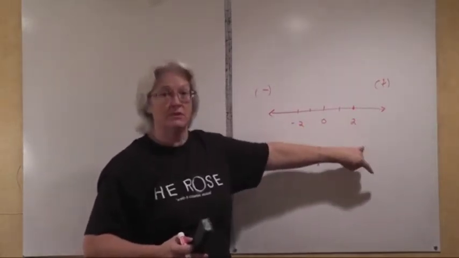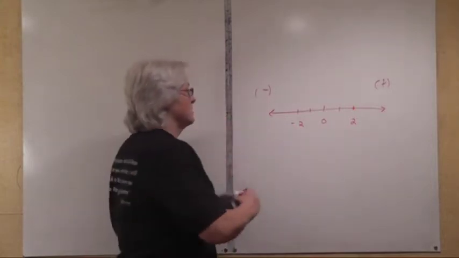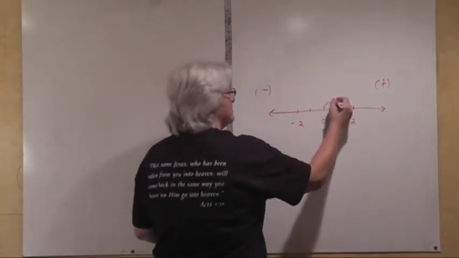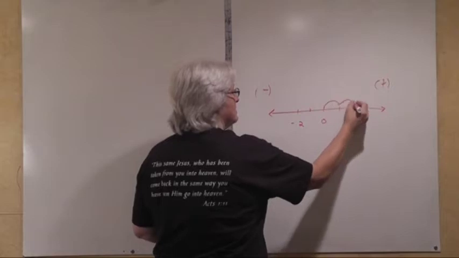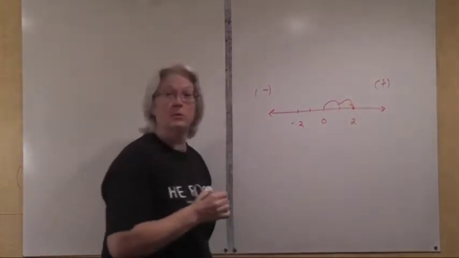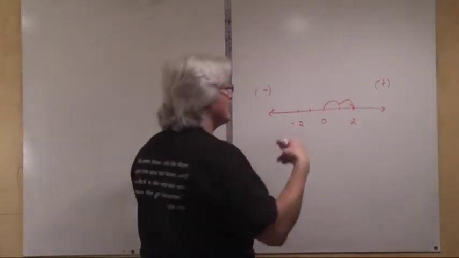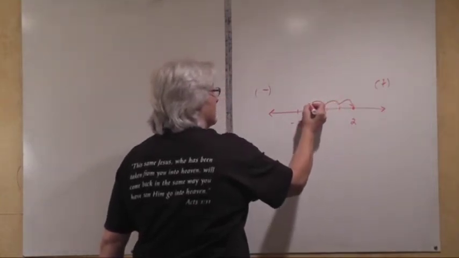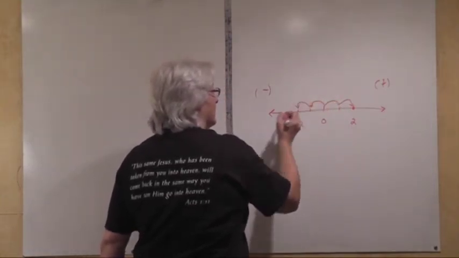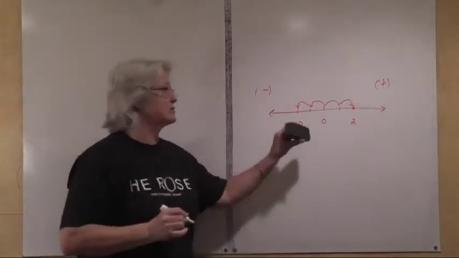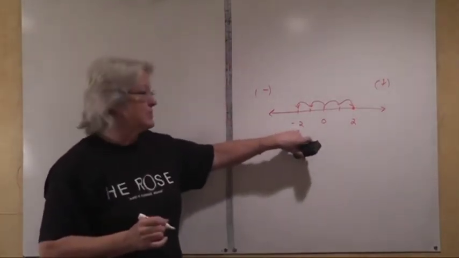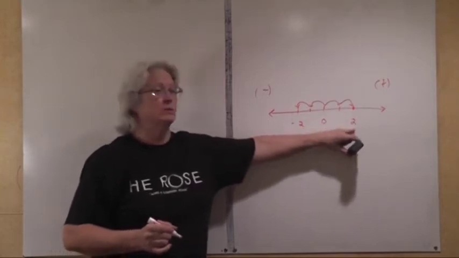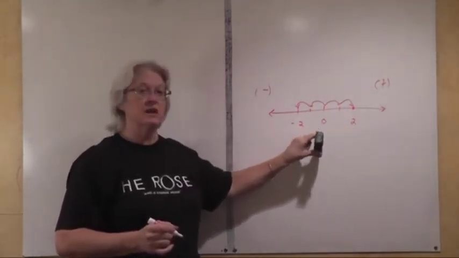What is the opposite of 2? Well, how far is 2 from 0 on the number line? It's 2 units. Well, its opposite is the same number of units from 0 on the number line in the opposite direction. So the opposite of 2 is negative 2.